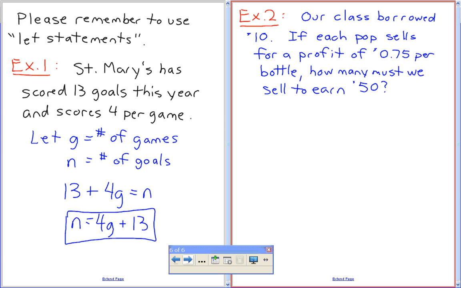Want to say let P equal the number of pops. Wonderful. How many do you sell? How many dollars? Good. Let M equal the amount of money. Does that work? Yep.